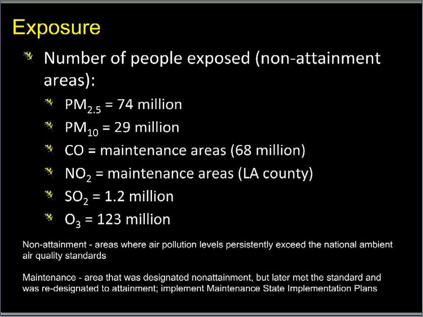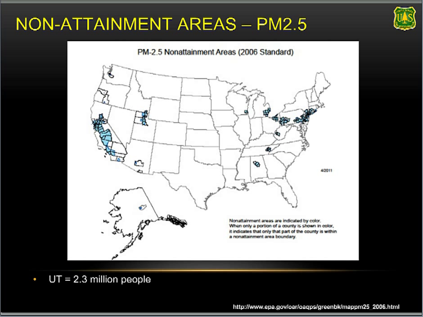For carbon monoxide and nitrogen dioxide, once you reach attainment, you go into what's called a maintenance state implementation plan. So for nitrogen and carbon monoxide, there are areas of the country that are in maintenance, but technically have met attainment and are now trying to maintain attainment. So I'm going to show you some of the maps coming up. Some people are in different areas. You can see how these pollutants are distributed.